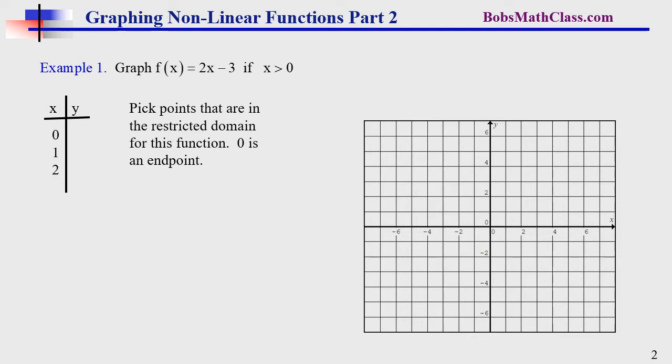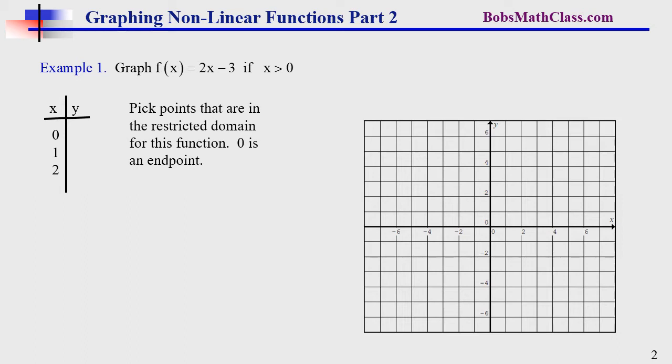Now we could only also pick numbers that are bigger than 0. Well, what else is bigger than 0? Right, 1 and 2. So those are the numbers we'll pick. We could pick more if we want, but that's good enough. 3 points should be good, right?